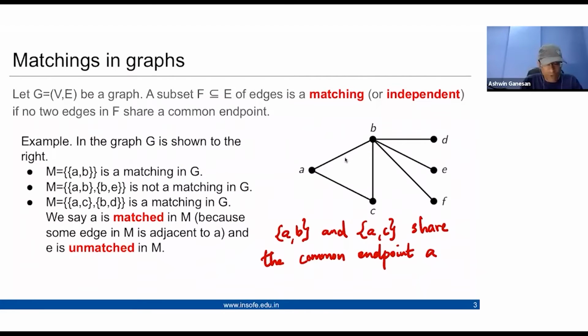A single edge trivially satisfies the condition that no two edges in the subset share a common endpoint. The only way to violate this condition is to first have a subset containing at least two edges, and secondly, some two edges in the subset share a common endpoint. So this condition is vacuously true if your subset has only one edge, and that's why this subset M is a matching in G.